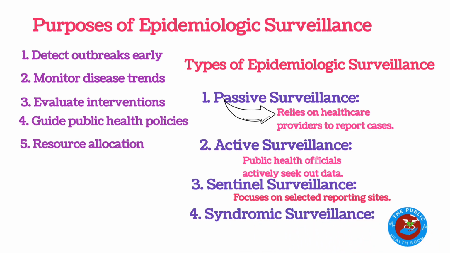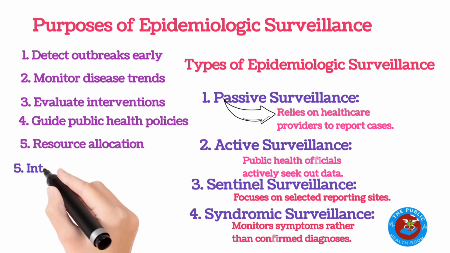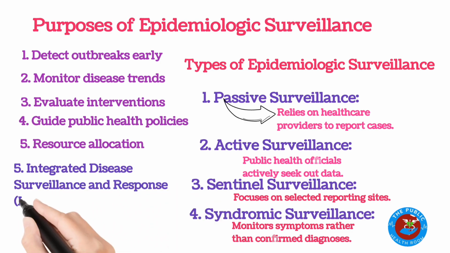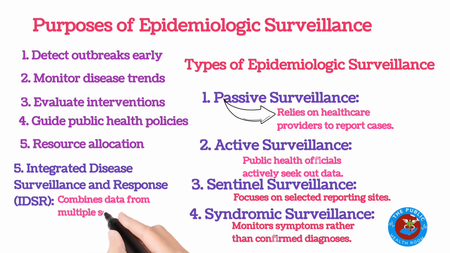4. Syndromic surveillance. Monitors symptoms rather than confirmed diagnoses. Useful for early detection of outbreaks. 5. Integrated disease surveillance and response. Combines data from multiple sources for a comprehensive view.